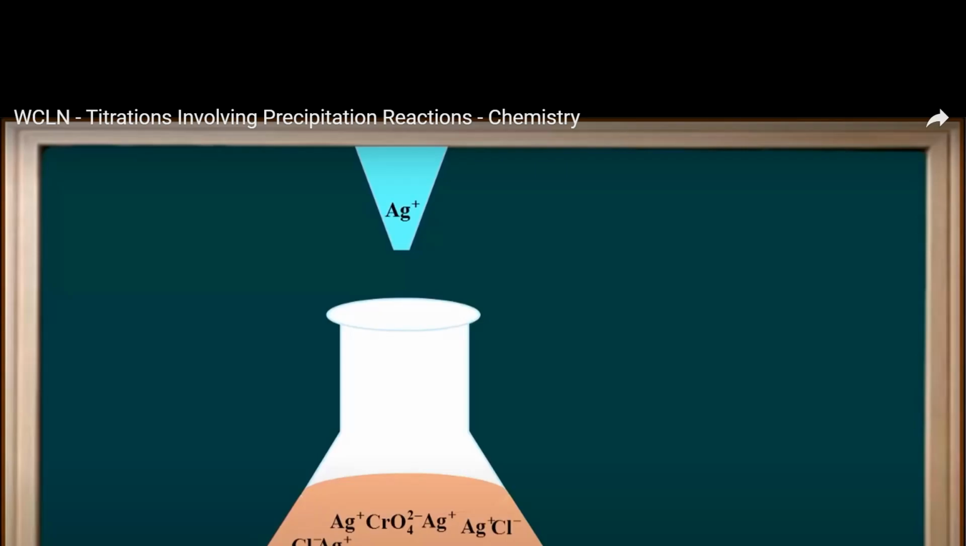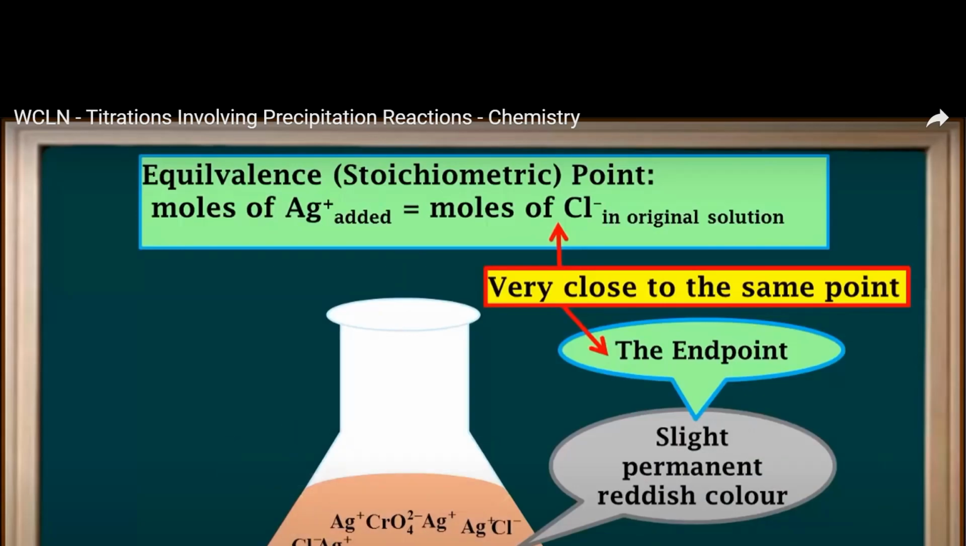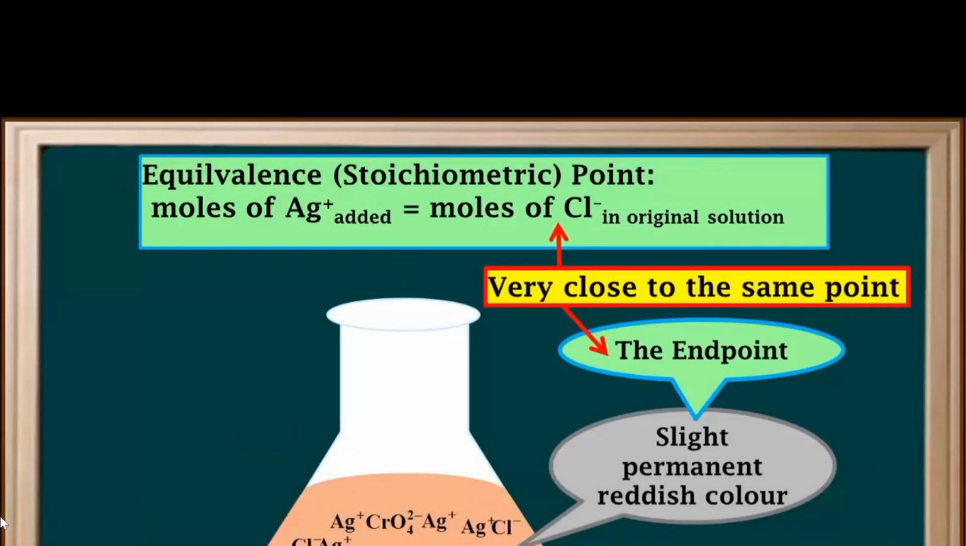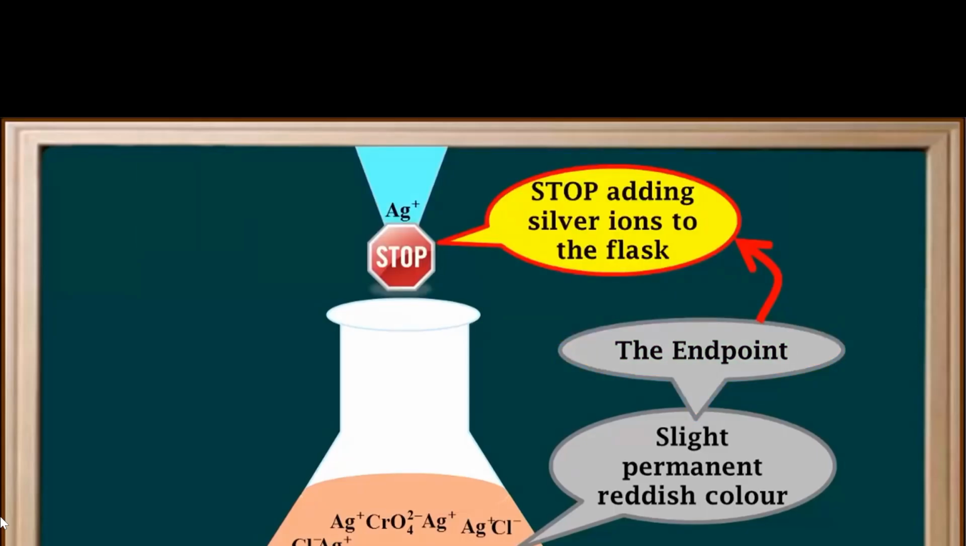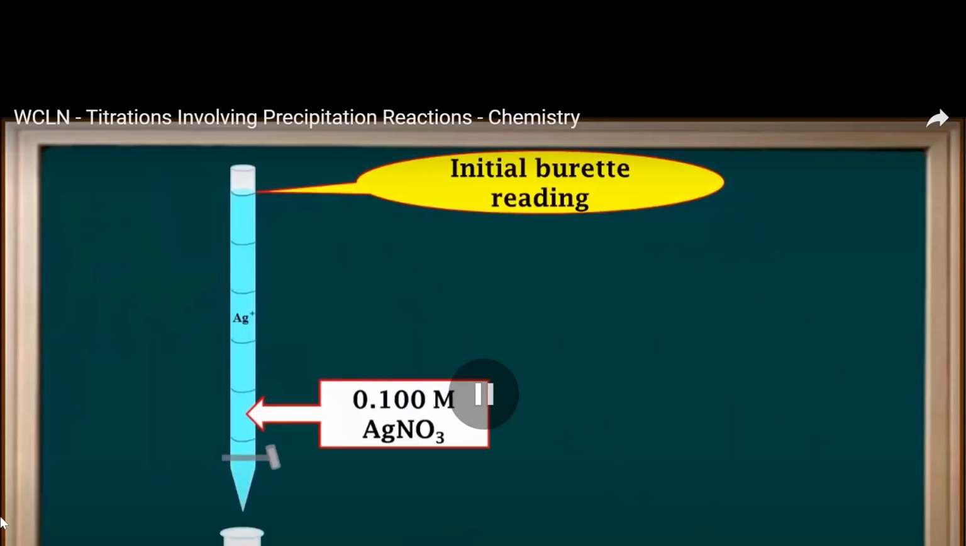It's not enough to make a big difference, which is why we can use the end point as the equivalence point. Okay, where did we get to? There we are. You're very close, and they can be assumed to be the same point. Once we reach the end point, we must stop adding silver ions to the beaker. This is because we want to know exactly what volume of 0.1 molar AgNO3 solution was needed to just react with all of the chloride ions that were in the sample.